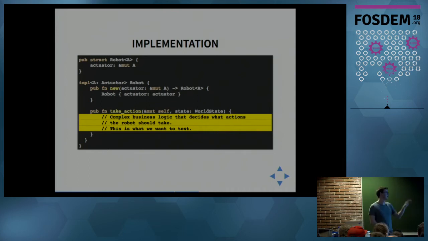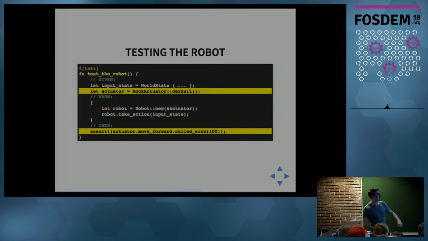After we've done that, we can test the robot by, again, instantiating a mock actuator. We run the code under test, which is take action, and then we assert on what actions the robot actually took. One thing to note here is that realistically, you would have many, many different test functions, all with different world states, all to poke and prod and test how this robot works.